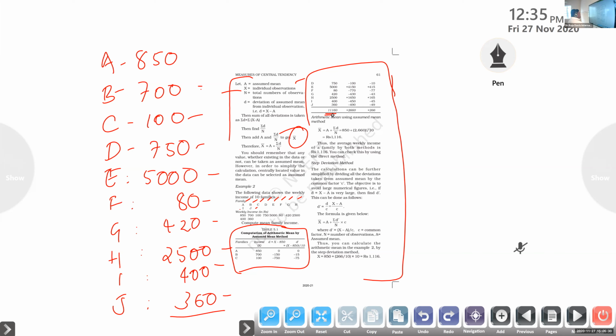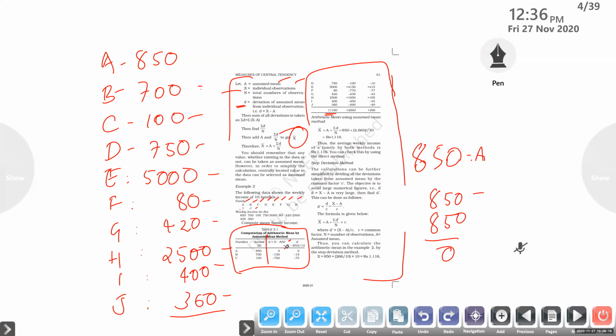But in this method, we want to use one particular step. What is that step? The first step, we want to find the deviation of the assumed mean from the individual observations. So we took the assumed mean A as 850, and we want to subtract that 850 from the income of different families. First family, 850 minus 850. What did we get? 0, right.